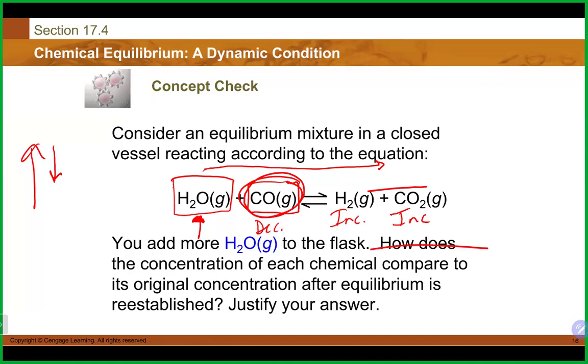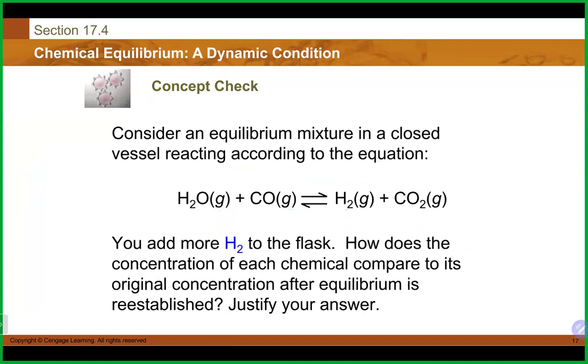Now, if we look at the same reaction, and I add H2, take a moment and think about how everybody's concentration should change in this particular case.